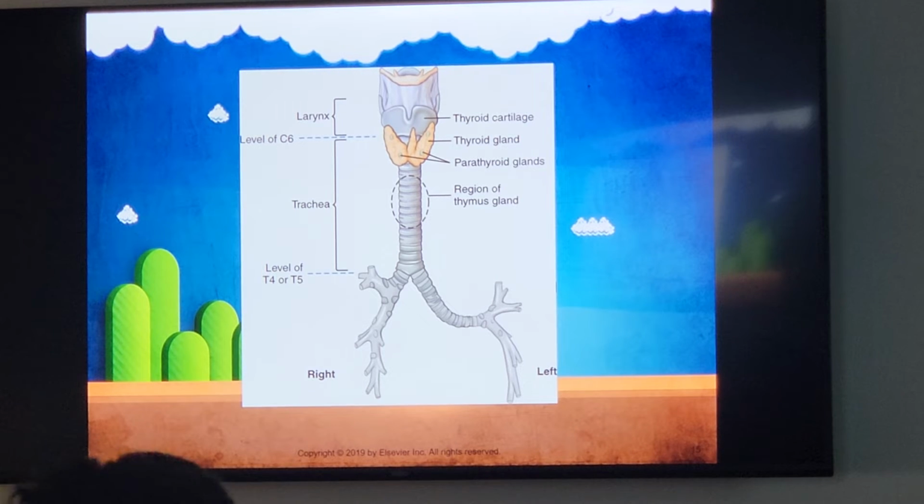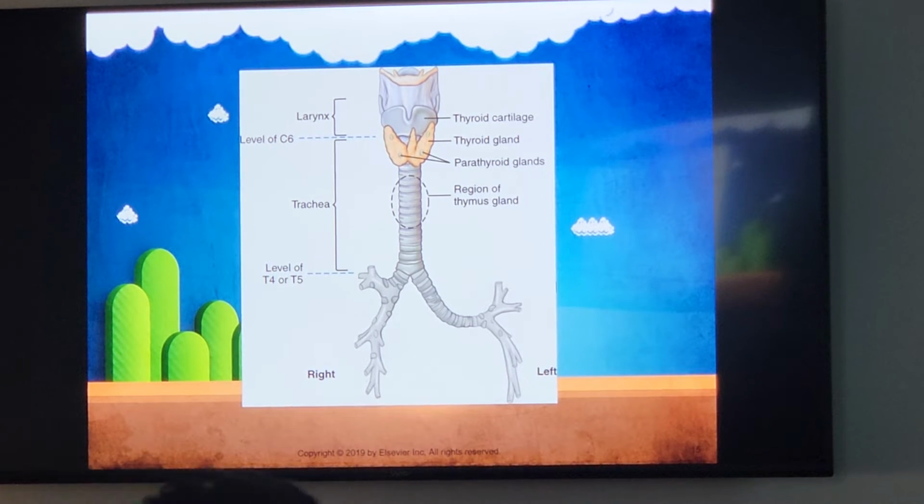So once again, we can see the trachea coming down, and what is the junction? Carina, dividing into the right and left bronchus. We have our larynx, also known as our voice box, and it is also called a thyroid cartilage.